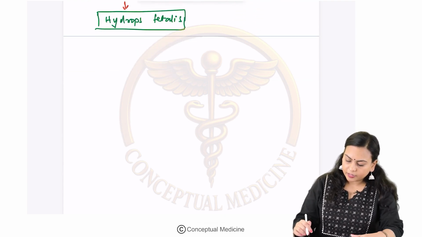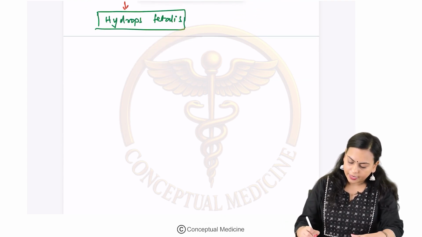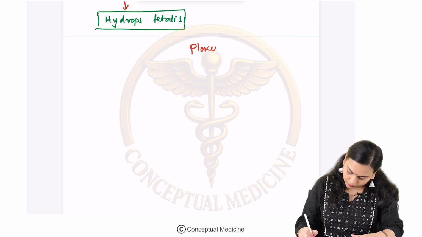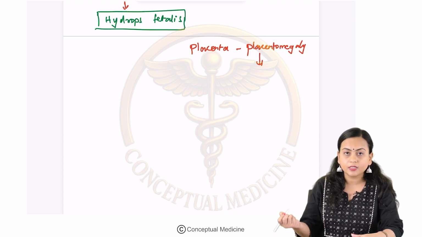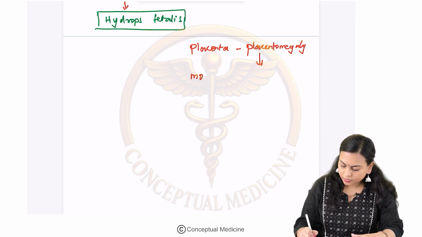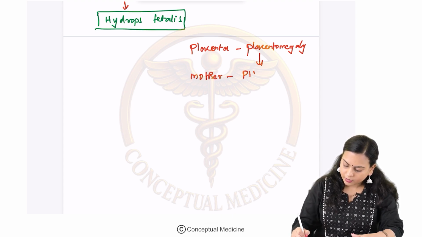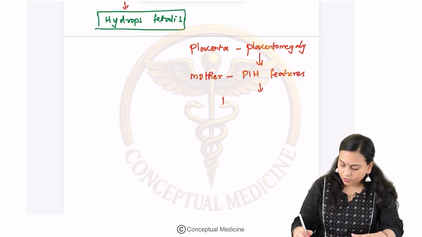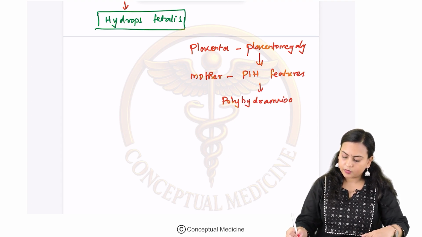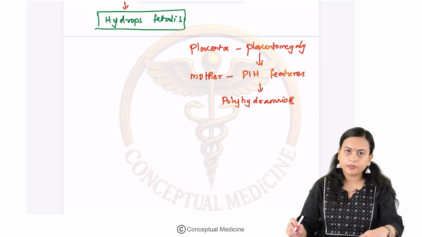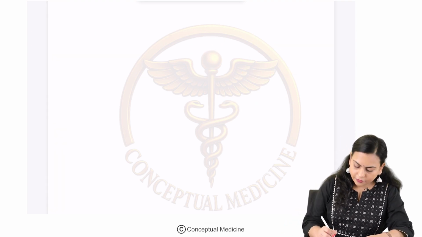And remember the fact that these states can also affect the placenta, and there can be placentomegaly. Due to this placentomegaly, the mother may even present with PAH features. In the mother, there can be PAH features, and it will be accompanied by polyhydramnios also. Clear?